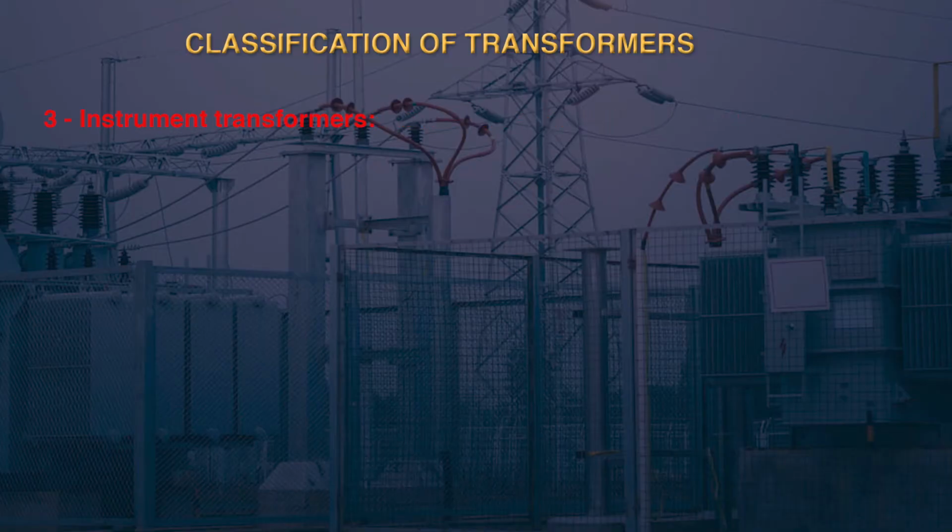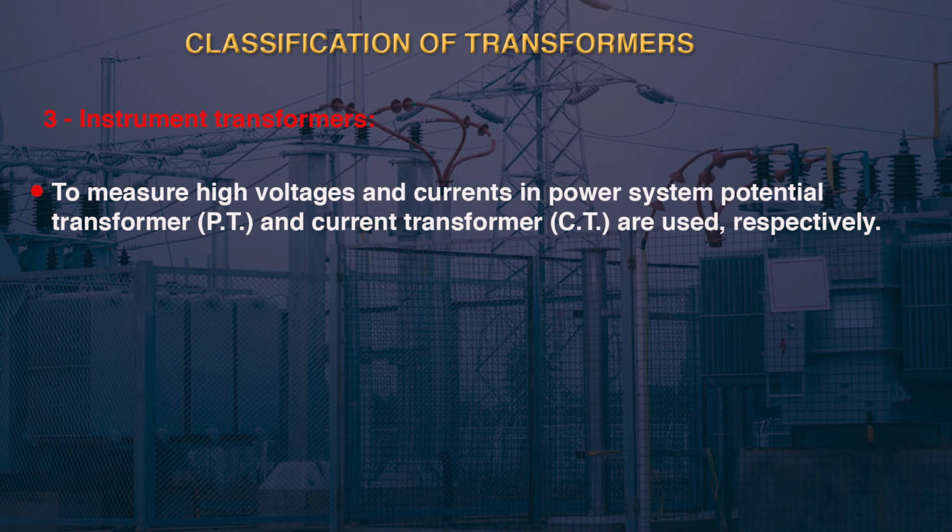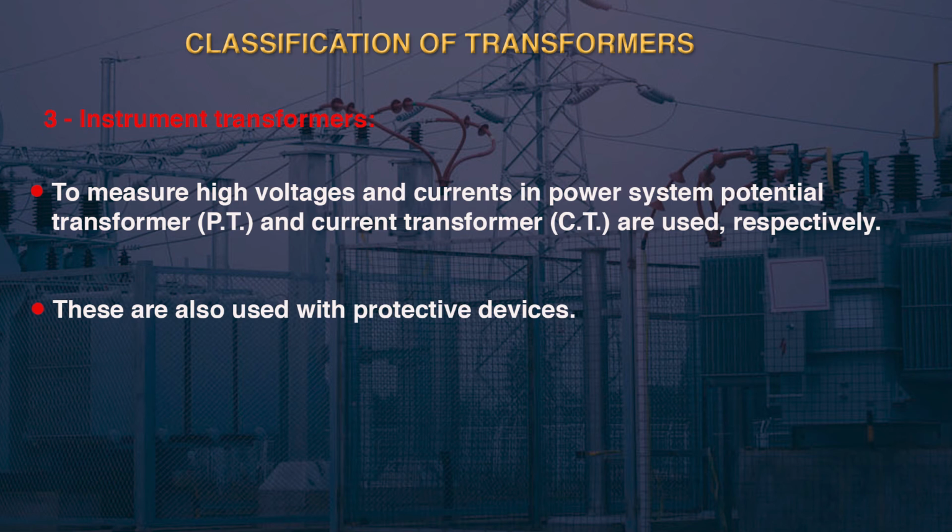Third type of transformer is the instrument transformer. To measure high voltage and current in a power system, the potential transformer, that is PT, and the current transformer, that is CT, are used respectively. The potential transformer is used to decrease the voltage and the current transformer is used to decrease the current up to a measurable value. These are also used with protective devices.